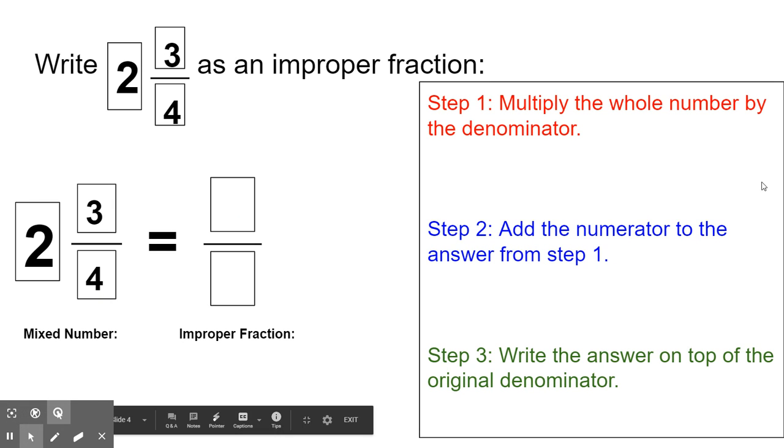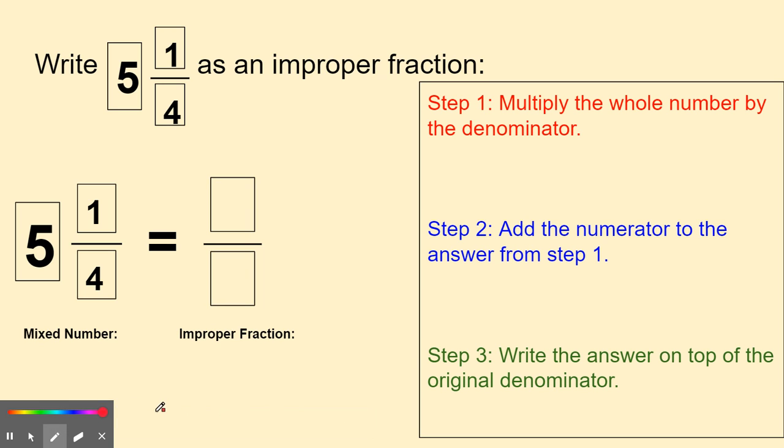Now we will try a couple of these together. We will write 5 1/4 as an improper fraction. So step 1, we will multiply the whole number by the denominator. Our whole number is 5 and our denominator is 4. So we will multiply those together. 4 times 5 equals 20.